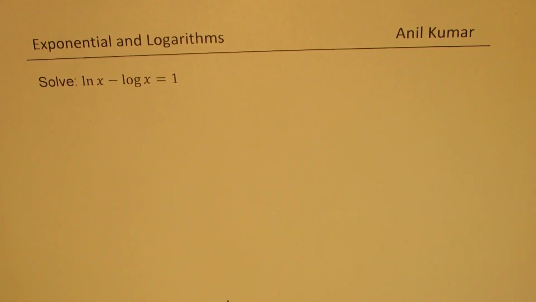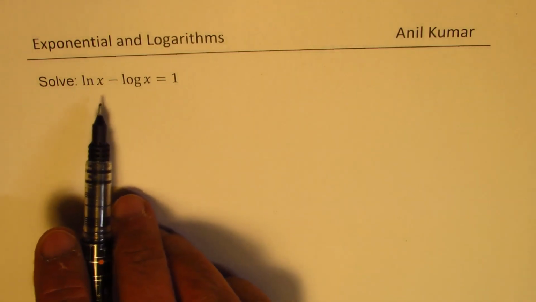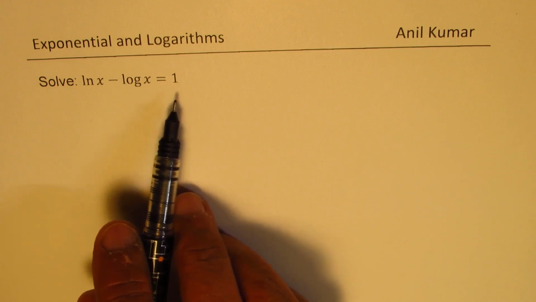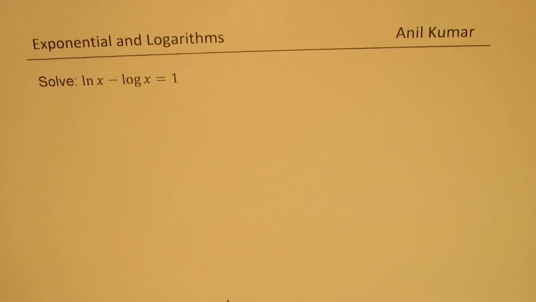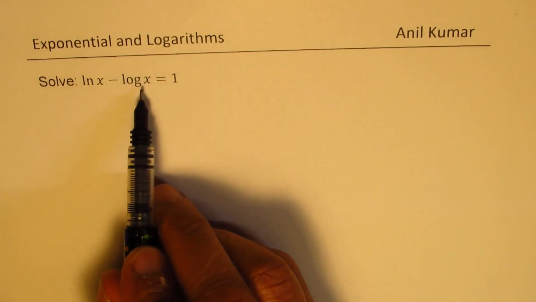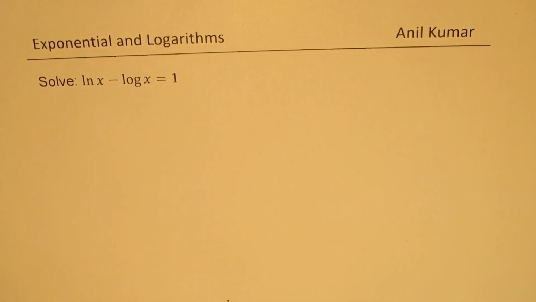Here is an open question on logarithms. Solve ln x minus log x equals 1. So ln x is to the base e and this is to the base 10, correct? You can always pause the video, answer the question, and then look into my suggestions.